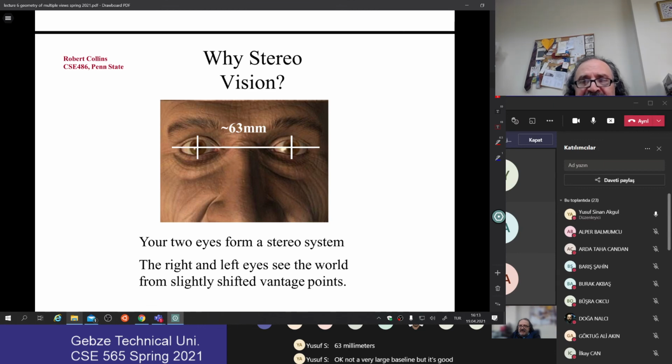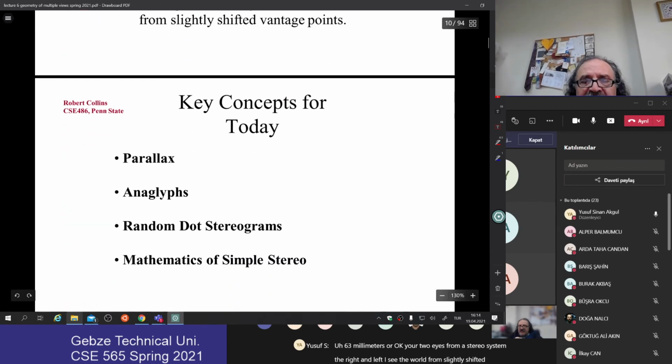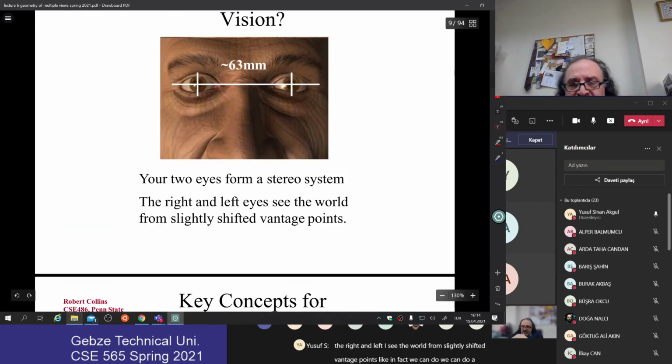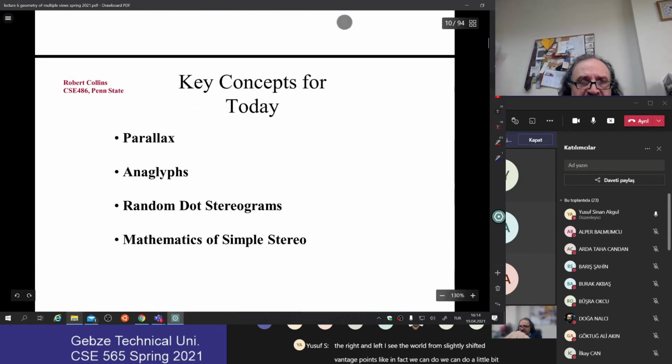So this baseline is useful for estimating the depths of objects near to us, comparable to this 63 millimeters. Your two eyes form a stereo system. The right and left eyes see the world from slightly shifted vantage points. In fact, we can do a little bit of experimentation with this in a few minutes.